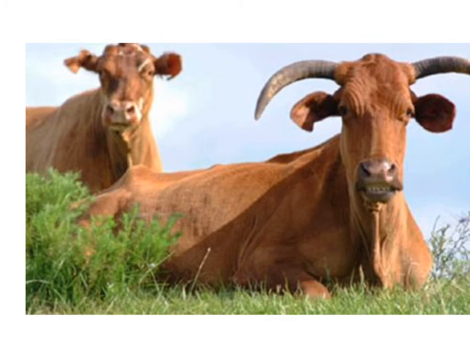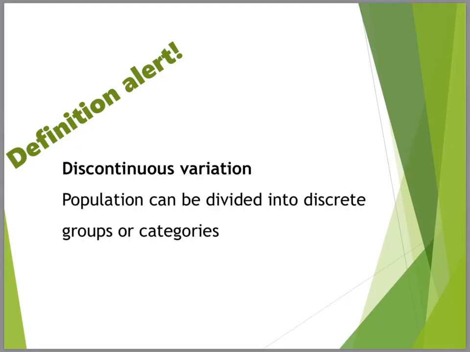It's not just humans. If we look at these cattle, one has horns, the other one doesn't. So it's discrete groups, separate groups. That's our definition for discontinuous variation: the population can be divided into discrete groups. What do we mean by discrete groups? We mean separate. There's no overlap.